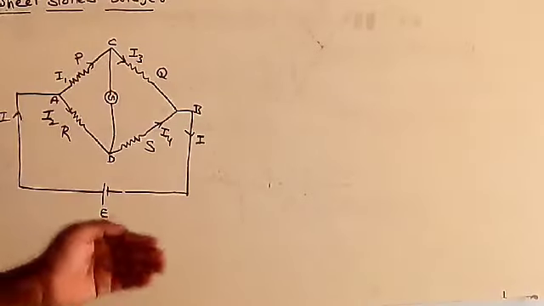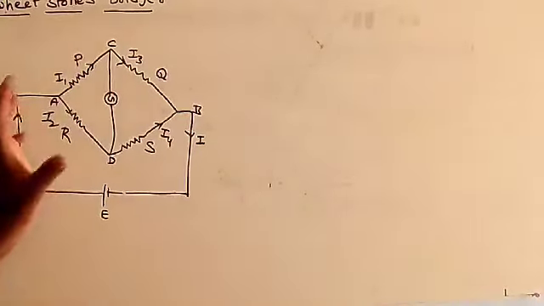Now, what are the rules we know? Kirchhoff's first and Kirchhoff's second law. Now we have to apply them carefully. The purpose of this resistance bridge is to determine an unknown resistance value. Suppose there are 4 resistors, and you know 3 resistor values. The 4th, unknown value, we can find out by using this Wheatstone's bridge.